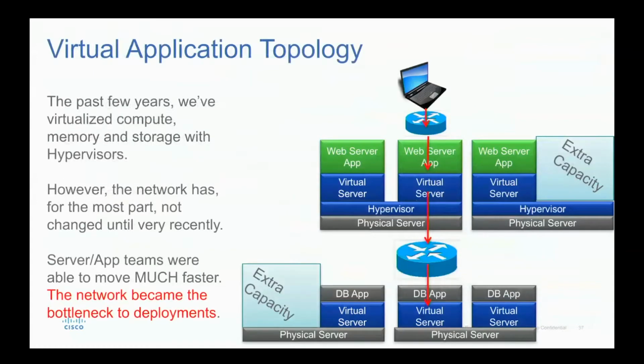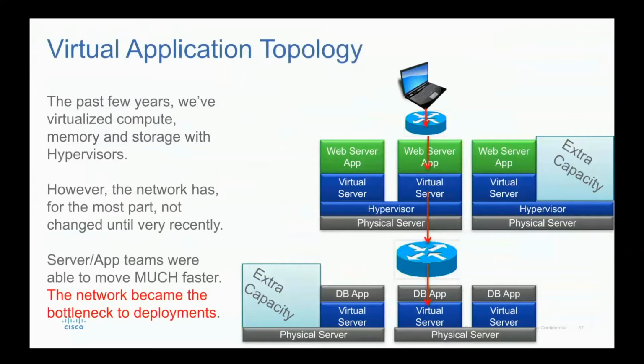So now we get into the hypervisor world. First thing that got virtualized was servers and applications. We still went through a physical network. Then we went through hypervisors to get to your web servers, potentially, physical network, and then the database was on the back end. And, of course, we had extra capacity per the flexibility and the elasticity of the cloud.